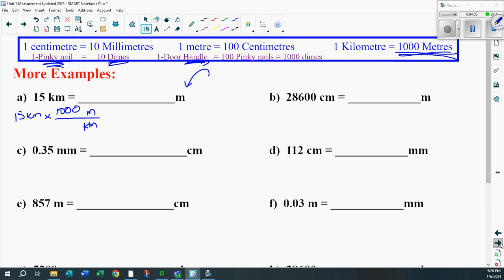Now, check this out. This is where the fun starts. Kilometers and kilometers cancel, leaving you 15 times 1,000. 15,000 meters. Look at that. That's what you're left with. That's what the answer is. It's easy, isn't it? Watch this one.